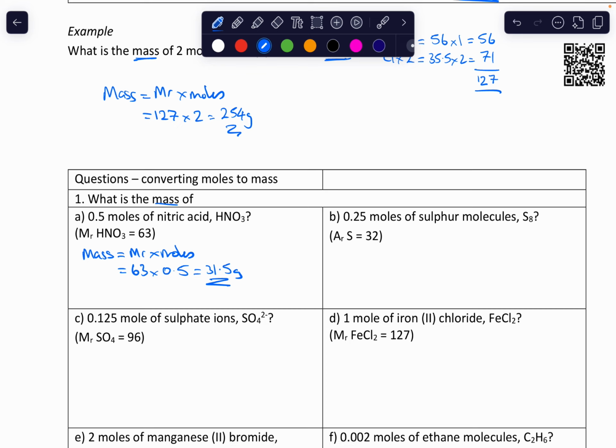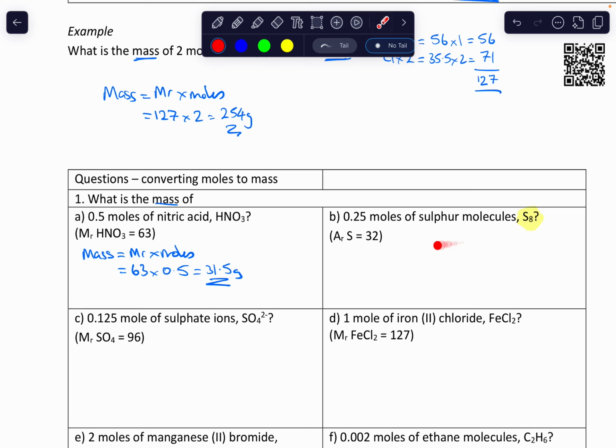I'll just give you a couple of tips. First tip is this question here is talking about S8. And you can see you're told that the mass of sulfur is 32, but there are 8 of them. So think about how you've got to work out the Mr.